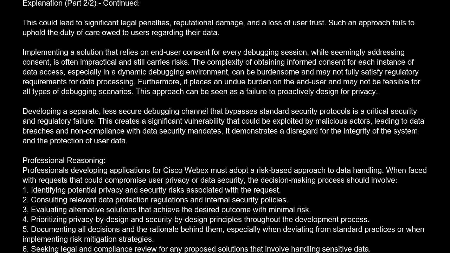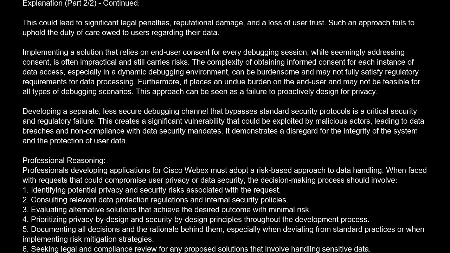Developing a separate, less secure debugging channel that bypasses standard security protocols is a critical security and regulatory failure. This creates a significant vulnerability that could be exploited by malicious actors, leading to data breaches and noncompliance with data security mandates. It demonstrates a disregard for the integrity of the system and the protection of user data. Professional reasoning.